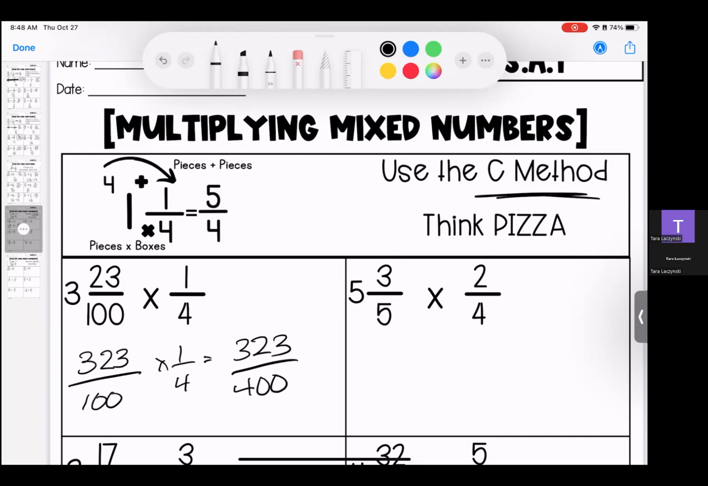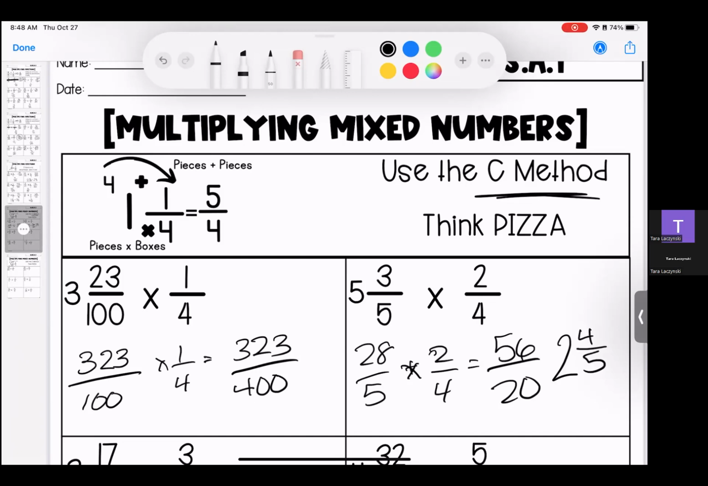5 times 5 is 25. Add 3 is 28. Multiply that by 2/4. 28 times 2 is 56 over 20. When I simplify this, I start with how many 20s can I take out? I can take out 2. And that would leave me with 16 over 20, which will simplify down to 4/5.